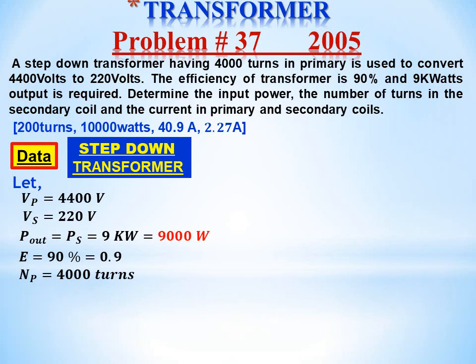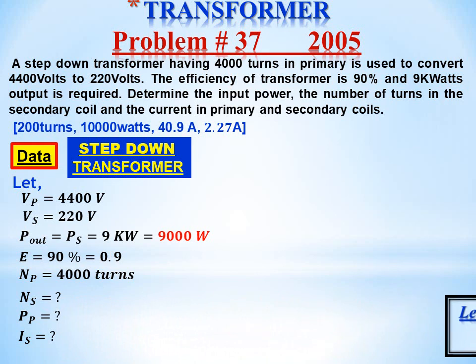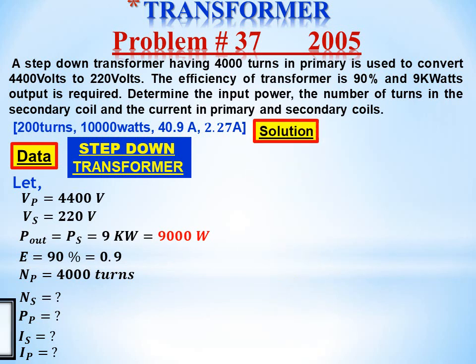Number of turns in the primary are 4000. Number of turns in the secondary is equal to question mark, and you have to find out the power in the primary coil, current in the primary, current in the secondary. Okay, so this is the data of this numerical.